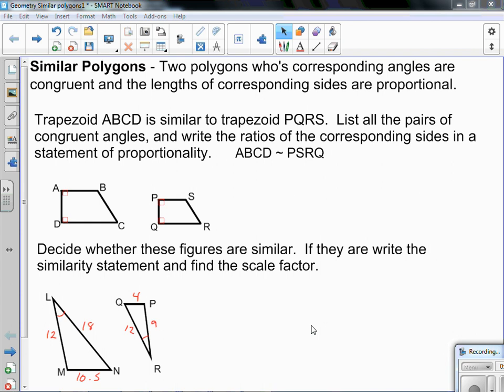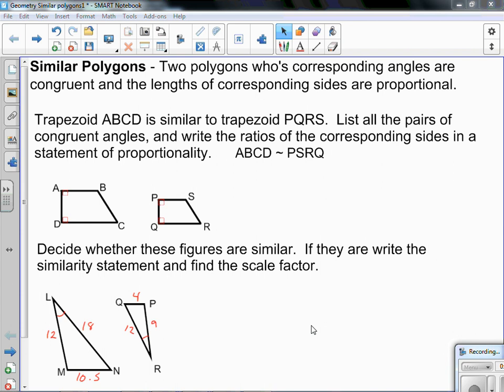In other words, if I make a ratio of one side of the big figure to one side of the small figure, and I do that for all the corresponding sides, all those ratios I make should come out to be the same if the figures are truly similar. That's the reason we did proportions yesterday, so we could know how to deal with them today.